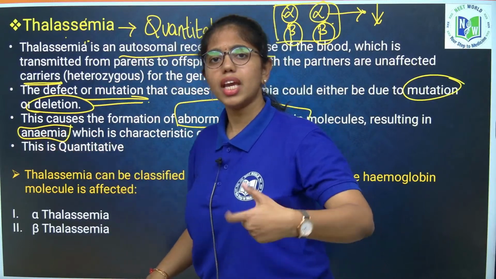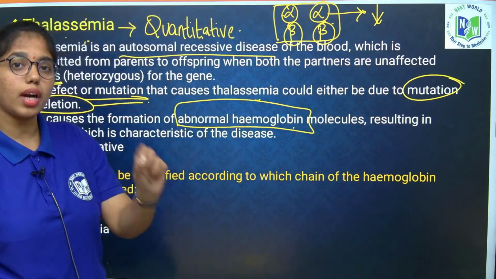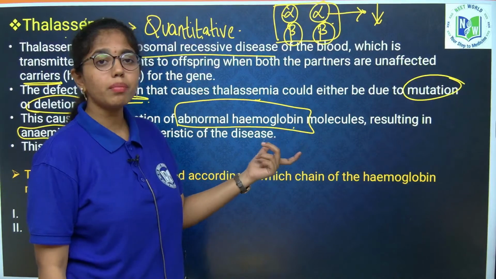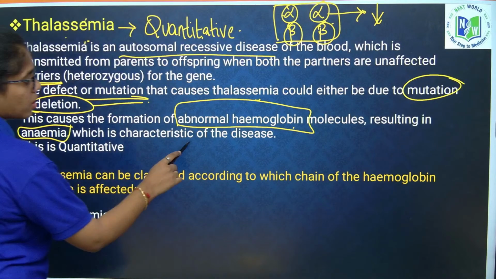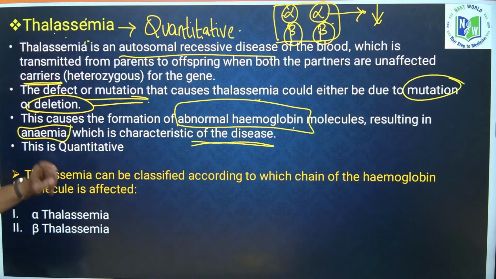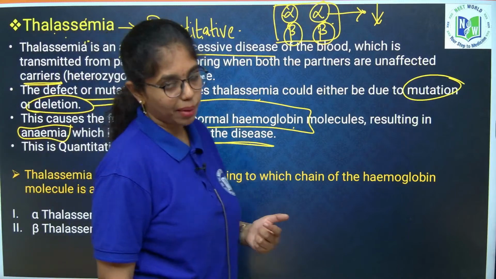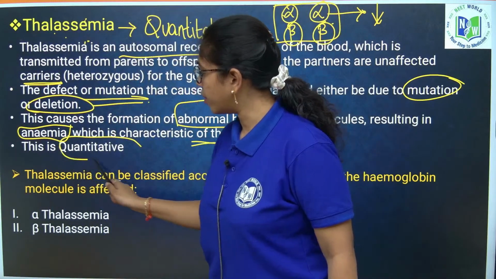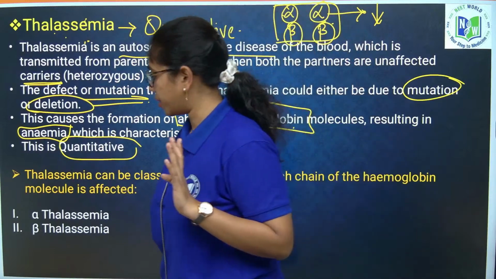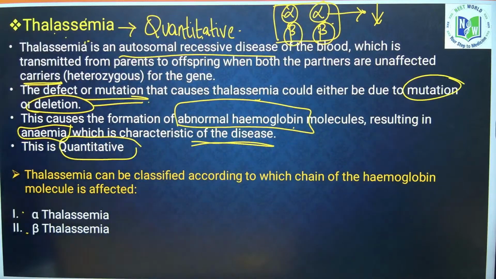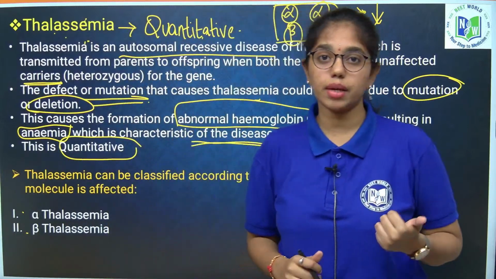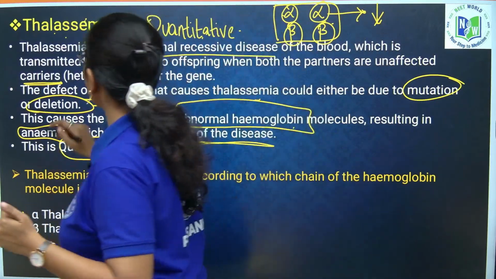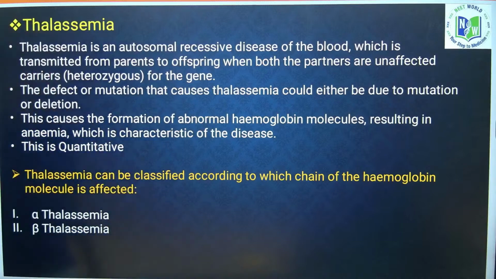Any change or disruption of the structure in the hemoglobin will affect what? The function of the hemoglobin, resulting in anemia, which is characteristic of the disease. The characteristic of the disease thalassemia is again the same, that is anemia. Next, this is quantitative. Sickle cell anemia is qualitative. These are of two types, that is alpha thalassemia and beta thalassemia. Now we will study what genes are affected in alpha thalassemia and beta thalassemia, what chromosomes are involved in alpha and beta thalassemia.